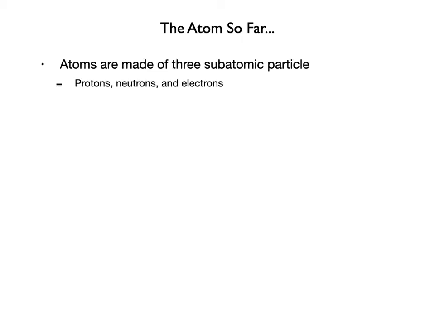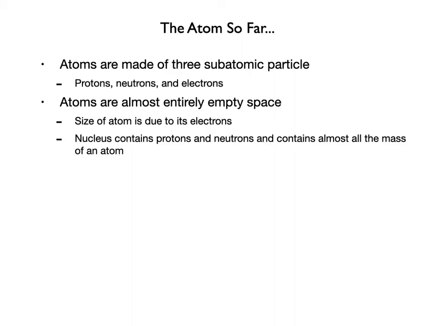So this video is going to go over the periodic table. So far, just a couple reminders, we've been talking about the atom, and what do we know? We know atoms are made of three subatomic particles, protons, neutrons, and electrons. We know the atom is almost entirely empty space.